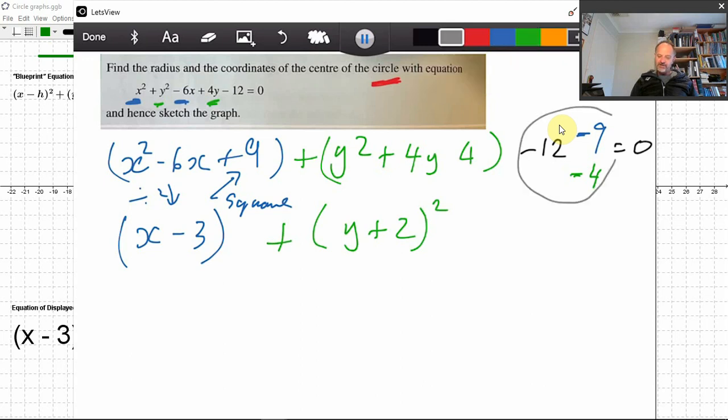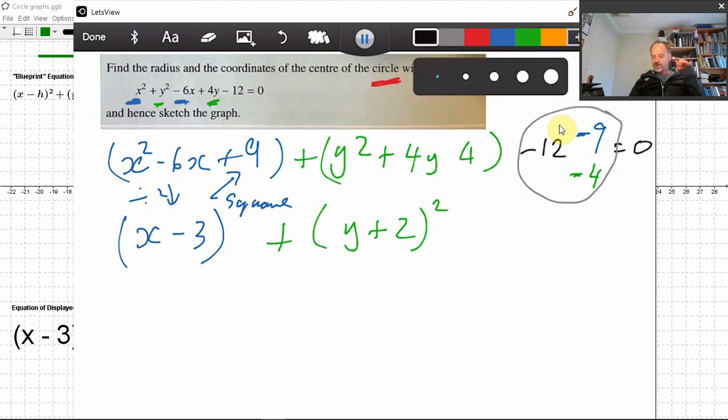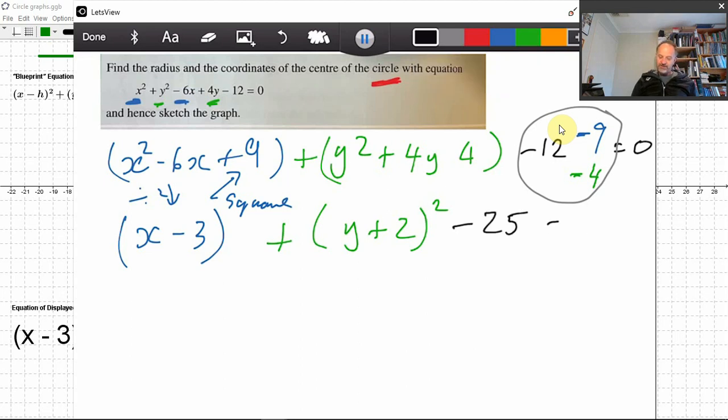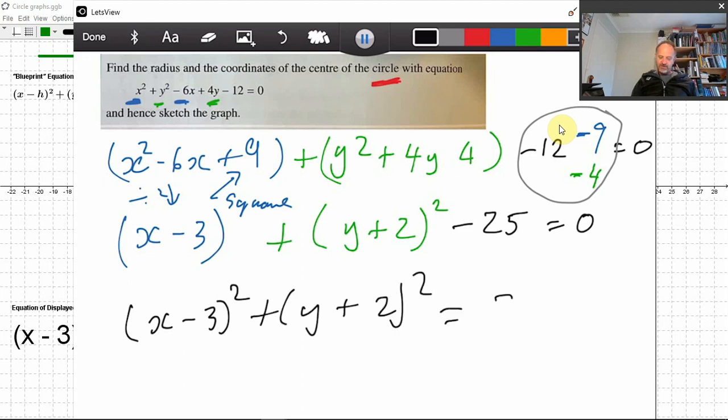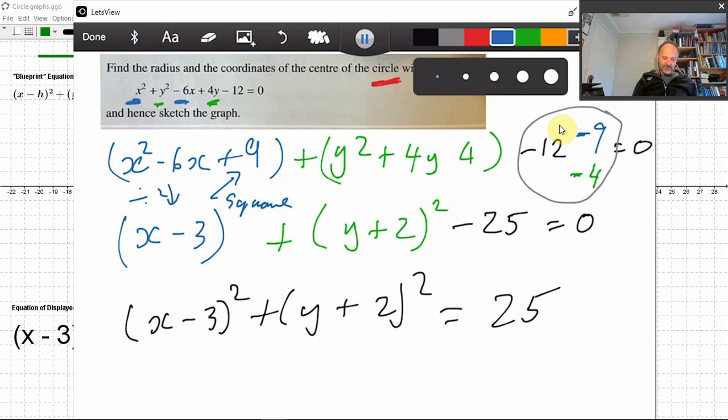We've got all of those that we can group together. So minus 12, minus another 9, minus 4 works out to minus 25 equals 0. Move the 25 to the other side by adding 25, and now we've got (x minus 3) squared plus (y plus 2) squared equals 25. I just noticed I forgot the little squared there, so let's put it on.